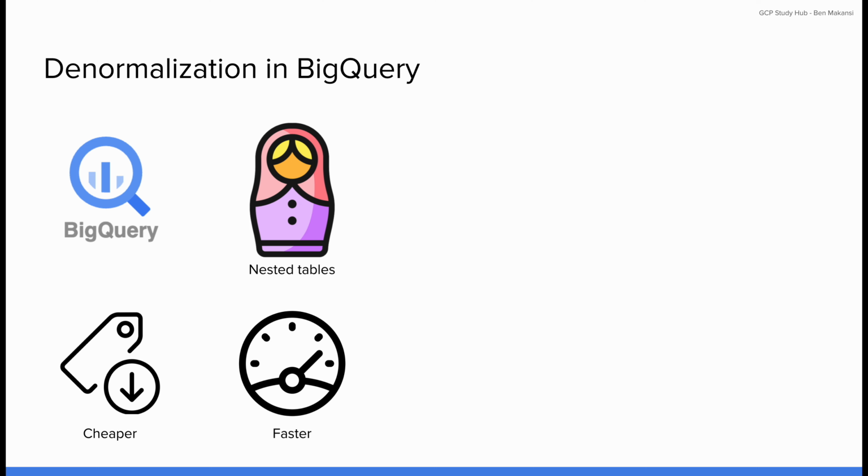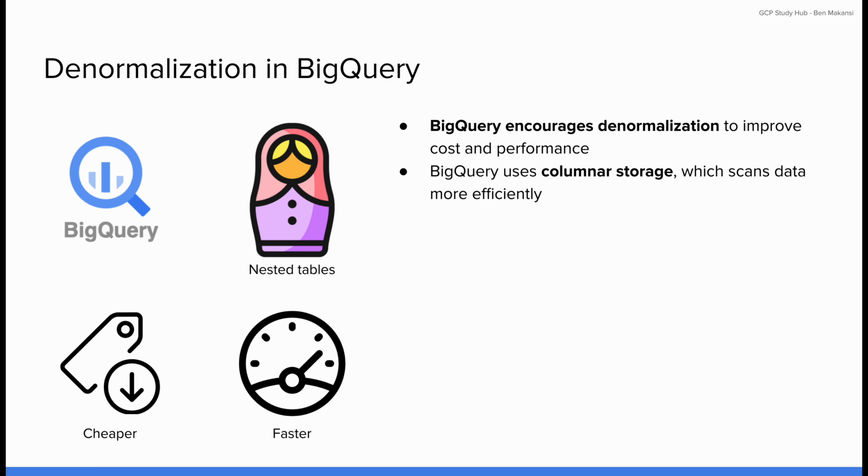Now we're going to talk about denormalization in BigQuery specifically. Now that you know the difference between normalization and denormalization and the advantages and disadvantages of each, you should know that BigQuery actually encourages denormalization to improve cost and performance. One of the reasons it can do this effectively is the type of storage it uses. It uses columnar storage, which allows it to scan data more efficiently than other databases when denormalized.